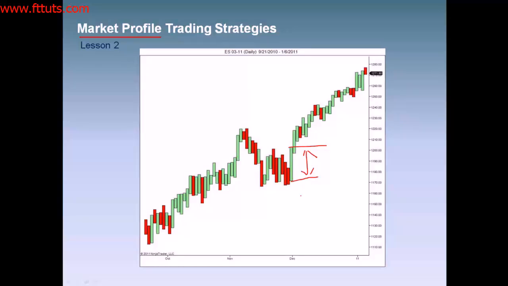We don't have any wicks as we did with the candles, and we don't have an indication of where the open or the close was. We are simply looking at price range movement. And that can also be very helpful for us in some instances.